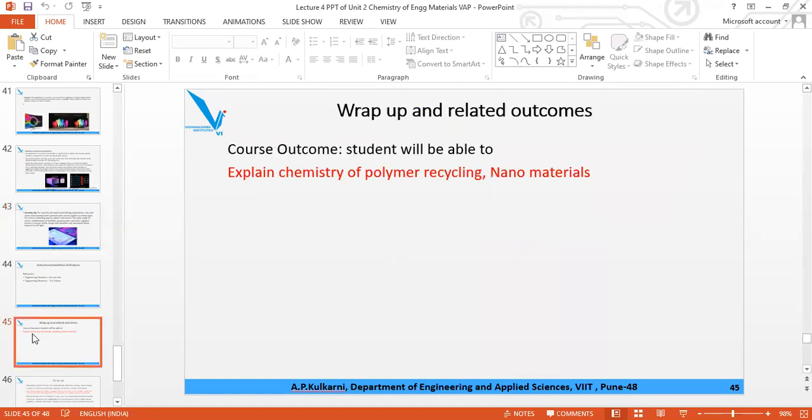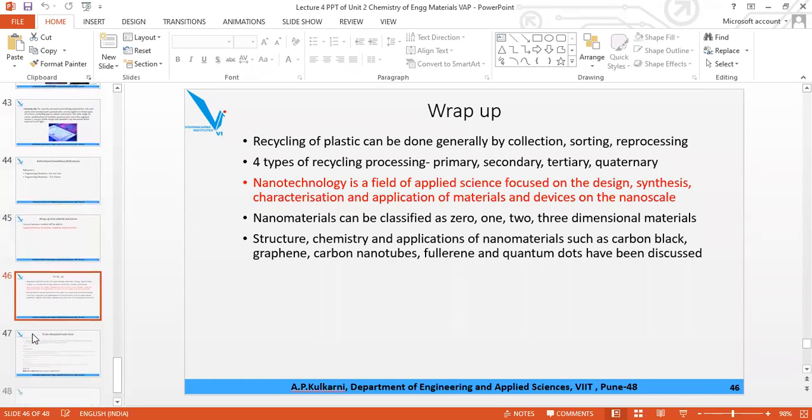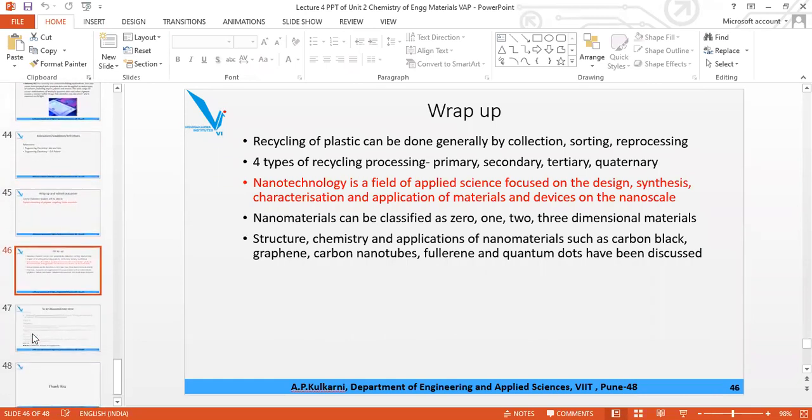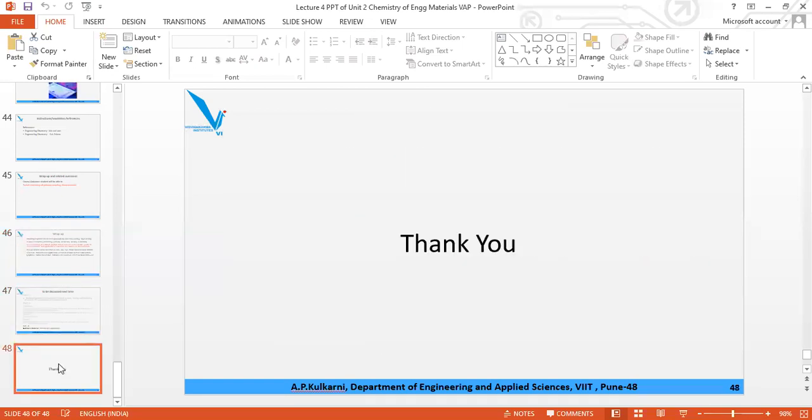So this lecture is over. The course outcome is that you have to explain polymer recycling and nanoparticles. This is the wrap up. What is recycling? We have seen what the difficulties are. What is a nanomaterial? We have seen the different types of nanomaterials and their applications. Next we have to study modern batteries, and with that we'll finish the second unit. So without stopping, we'll start. It is an interesting one.